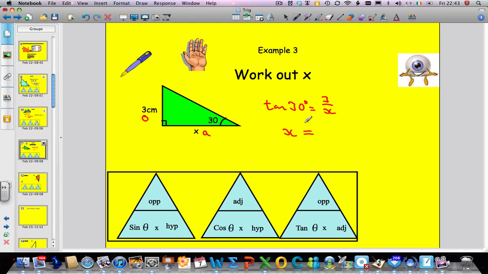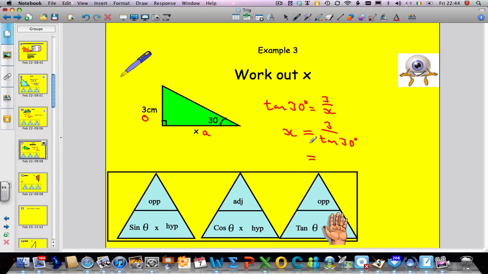In order to solve for x, again, we cover up what it is we're looking for. In this case I'm looking for the adjacent, so I'm going to take the hand and cover the adjacent. And that tells me what I need to do: the opposite divided by the tan of the angle. So in other words, I'm doing the opposite, which is 3, dividing that by the tan of the angle, tan of 30 degrees.